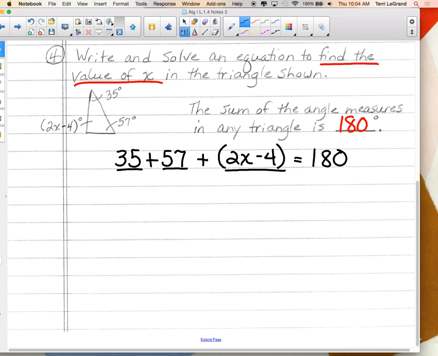Now, when there is addition going on, this is kind of important right here. Sometimes parentheses matter and sometimes they don't. Do these parentheses matter? No. When it's addition, they don't. If it was subtraction, that's another story. So we could really rewrite this as 35 plus 57 plus 2x minus 4 equals 180. Ready to solve? No. We need to do what?